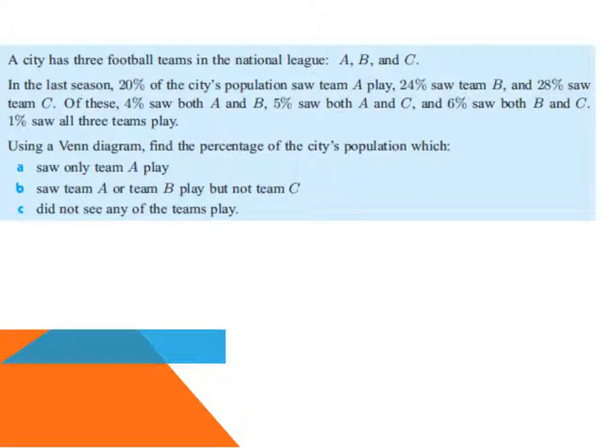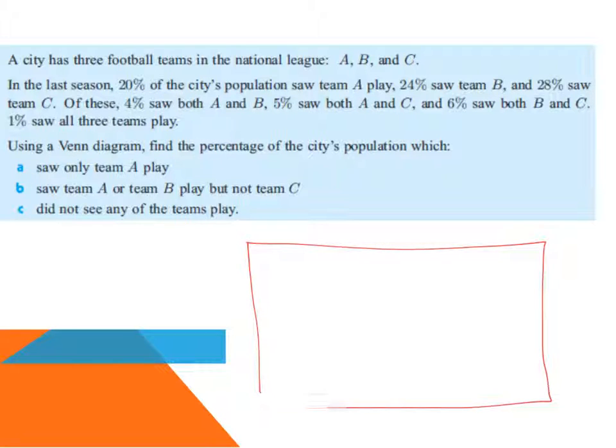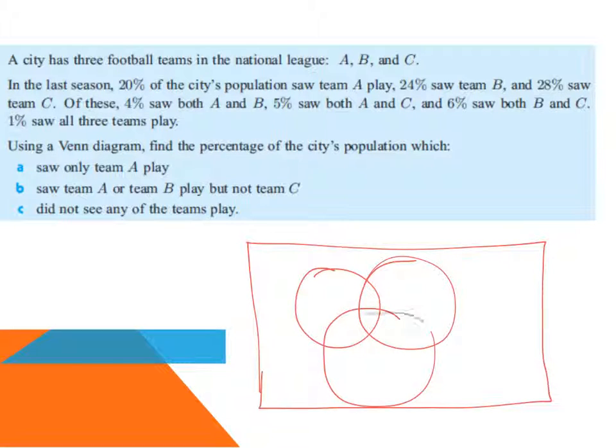Okay, so a city has 3 football teams in the league, team A, B, and C. So I'm assuming that I'm going to have a Venn diagram with 3 circles. So I have 1 circle, 2 circles, and 3 circles. And I'm going to have team A, team B, and team C. And then here's my universal set.